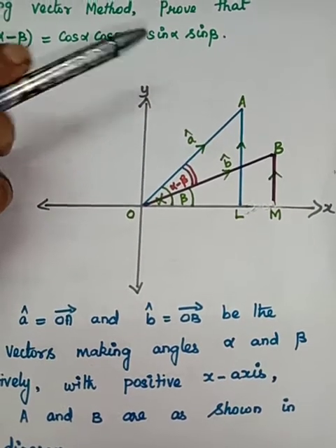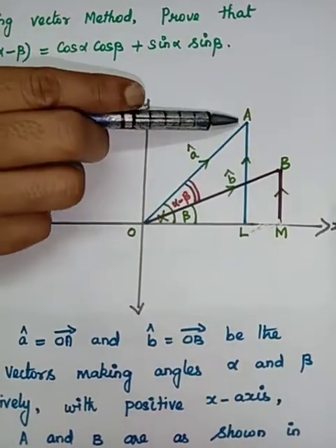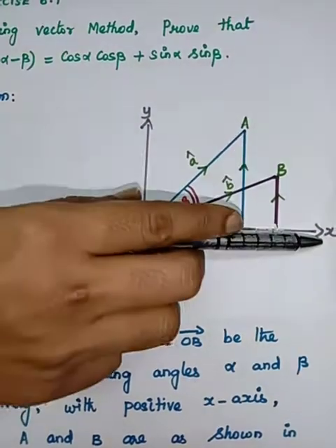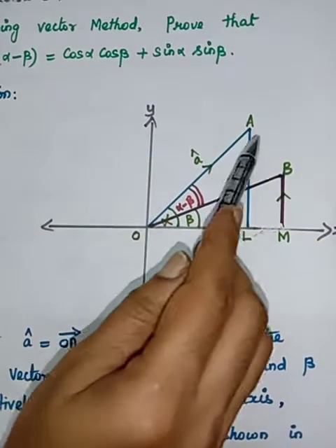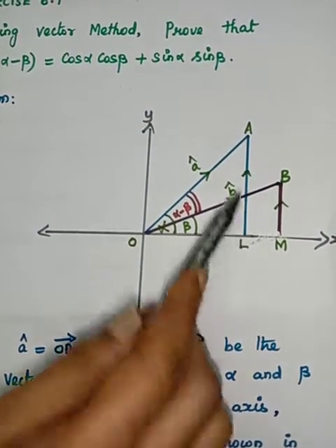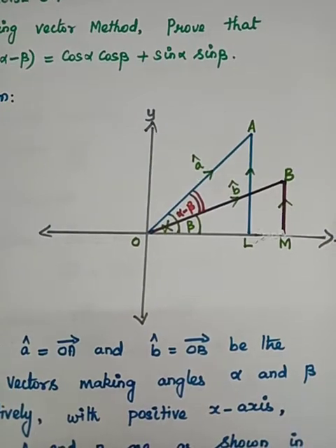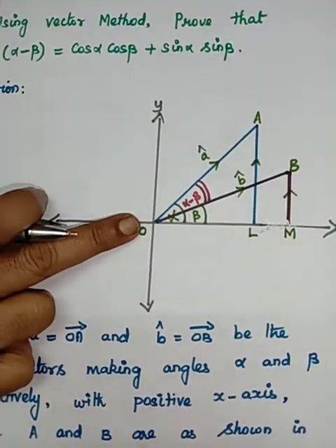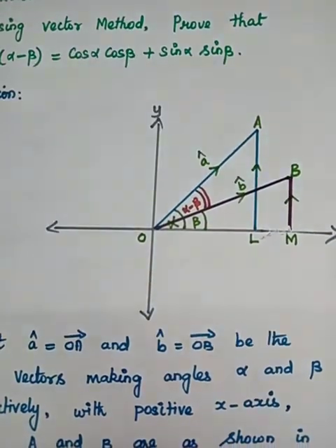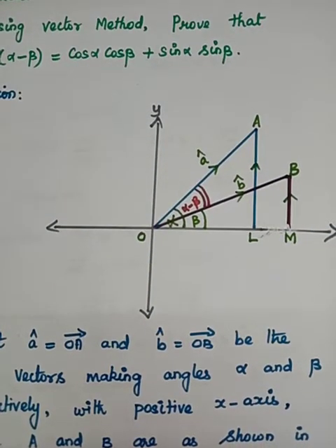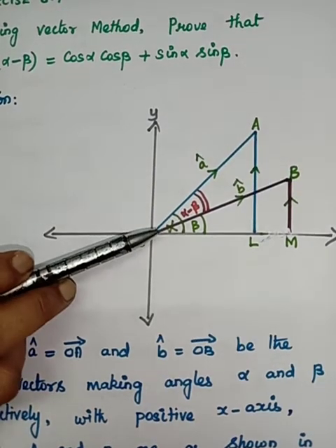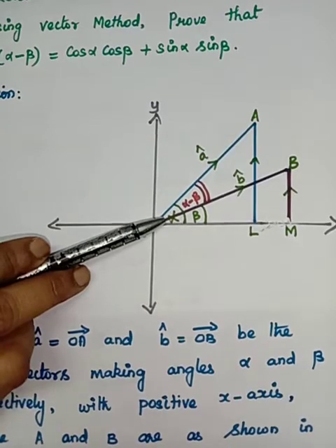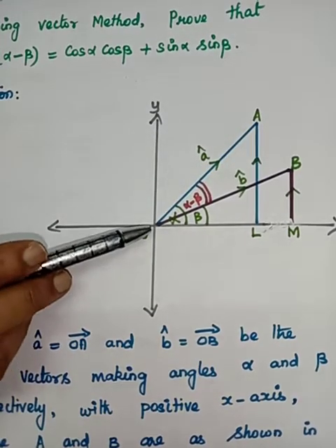Next, what are we going to do? We are going to draw the perpendiculars AL and BM to the x-axis. Now you have the triangle OLA. It is a right angle triangle, so here you have 90 degrees. Consider the triangle OLA. In this triangle you are going to find cos alpha. Cos alpha means the adjacent side by hypotenuse. So what is the adjacent side?